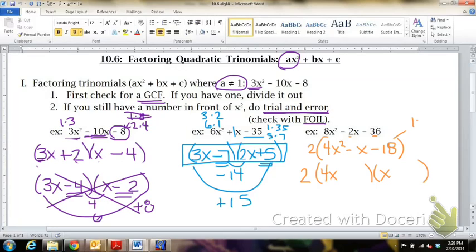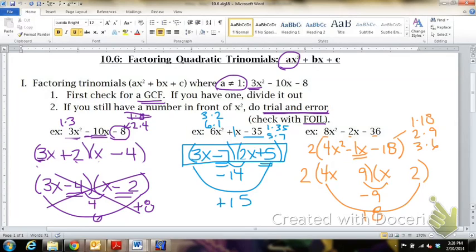And 18 could be 1 and 18, 2 and 9, or 3 and 6. I'm going to try 2 and 9. Now, here's a little time-saving trick. If I want to do 2 and 9, I can't put the 4 and the 2 together because they have something that goes into both of those. And if there's anything that goes into both numbers, you can't put them in the same parentheses. Whoops. So I'm going to switch those two. I'm going to put the 9 here and the 2 here. That gives me 9 and 8, and I'm trying to get a -1, and that'll work.